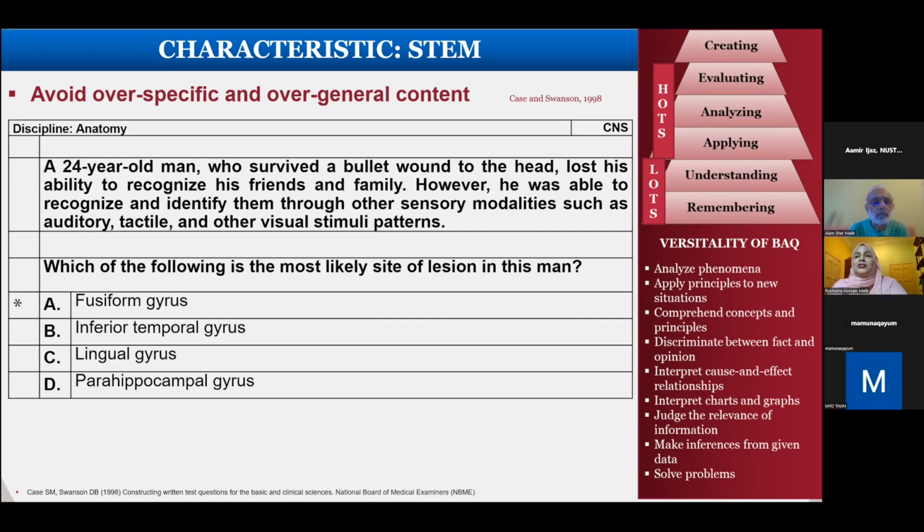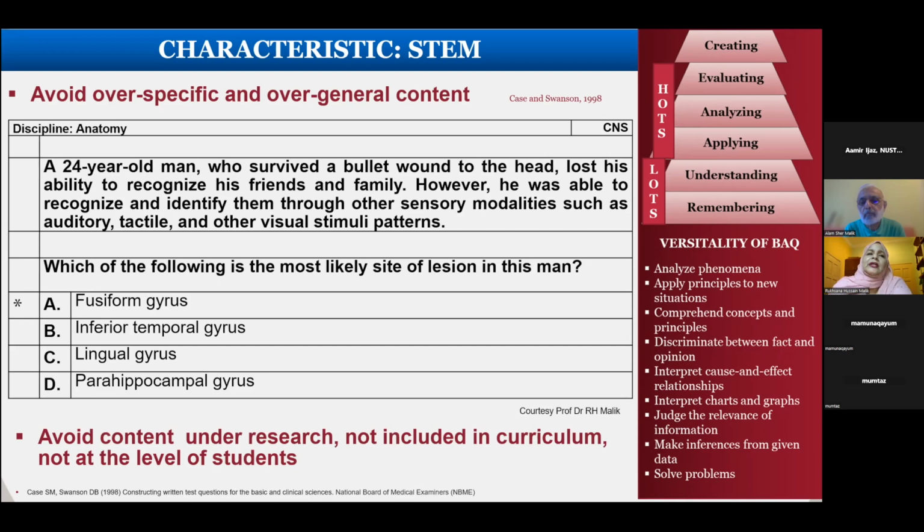The site of lesions has been changing over the years because it is a research topic. Previously it was the parahippocampal gyrus when I used this question for the first time about 5-6 years ago. Nowadays the latest research says that it is the fusiform gyrus which is most responsible. So this type of question, which is of a very high research level, should be used with a lot of care for students in year 1 and year 2. So avoid content which is under research, which is not included in the curriculum or not at the level of the students.